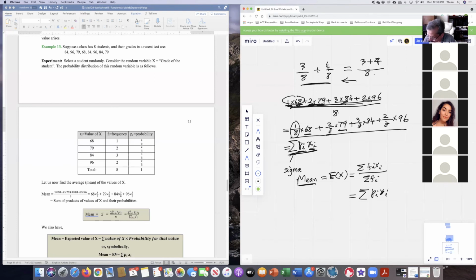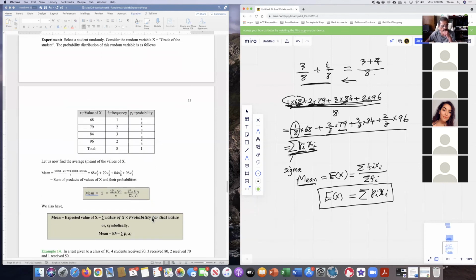So this formula pi xi is commonly used whenever you have only the probability distribution available. You don't always have the original data available. In other words, you don't know the frequency data, you only have the probability data. If you only have probability data, you can still find the average or expected value using this formula. So just add up probability times data.